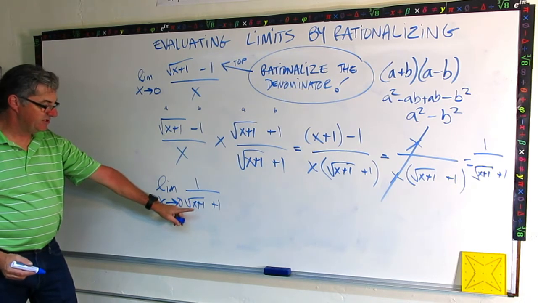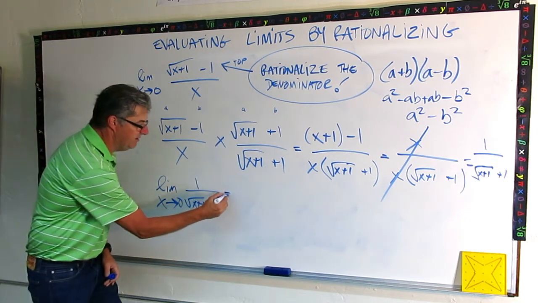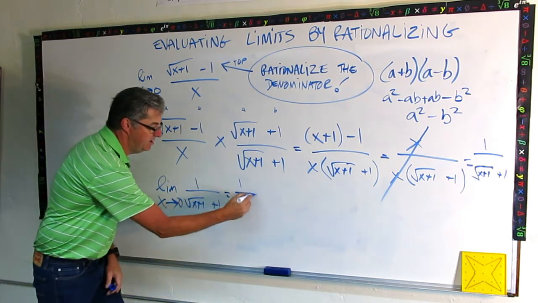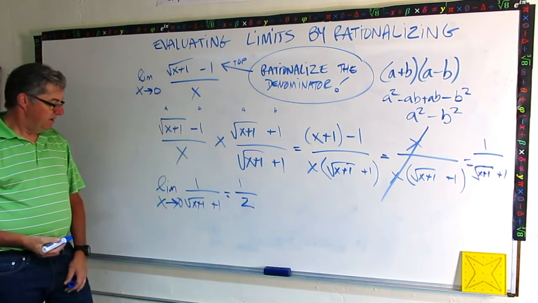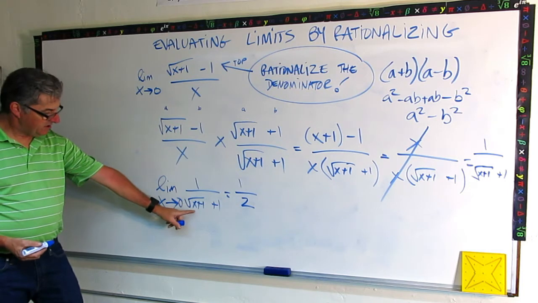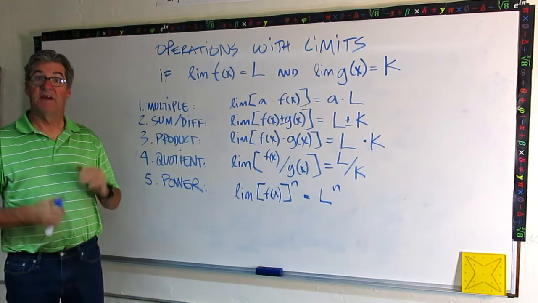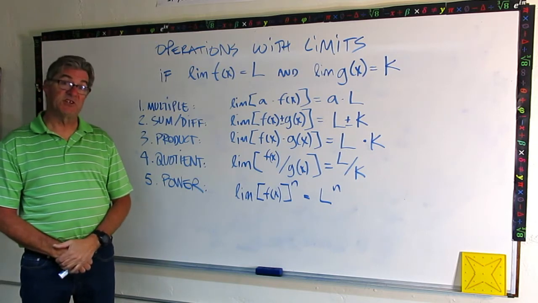Zero for x means this is just root 1 plus 1, all under 1. And we know the bottom is going to now be 2, 1/2. So our limit, as x approaches 0, of 1 over x plus 1 under the root sign plus 1 is just simply 1/2.